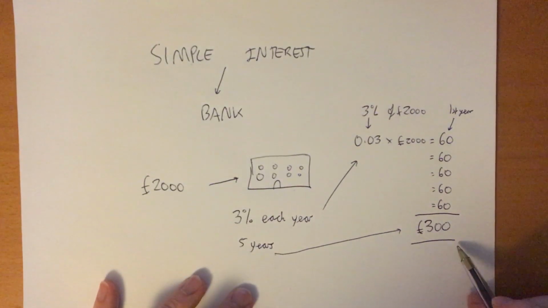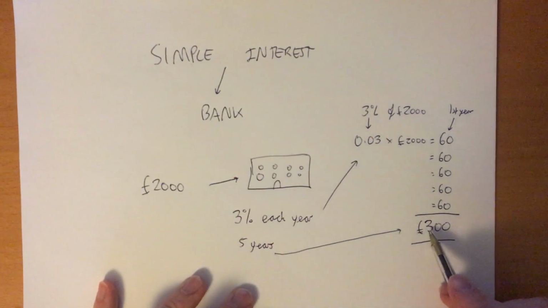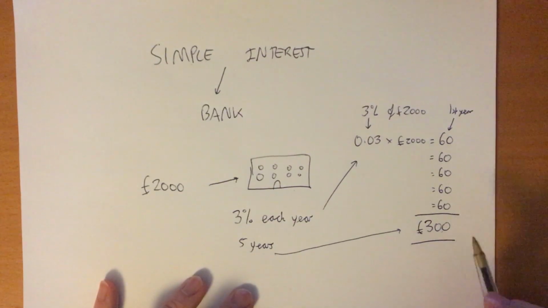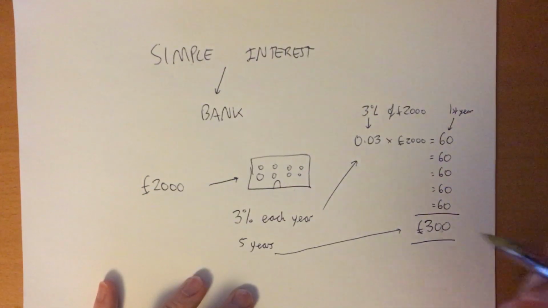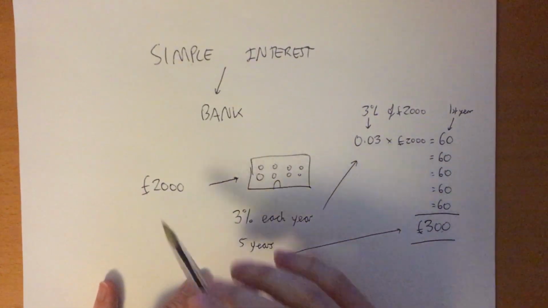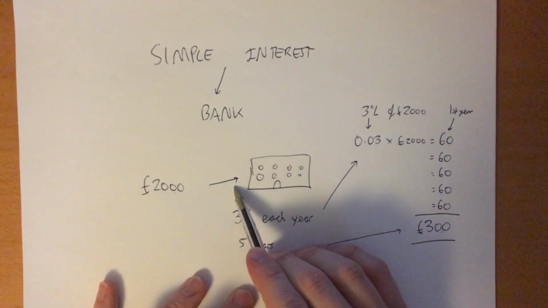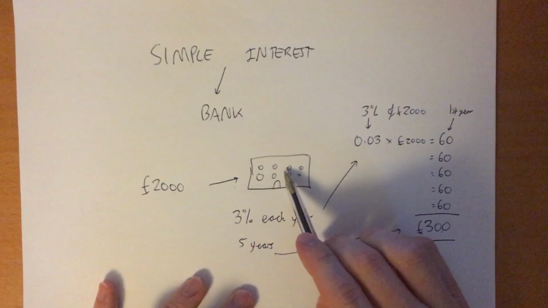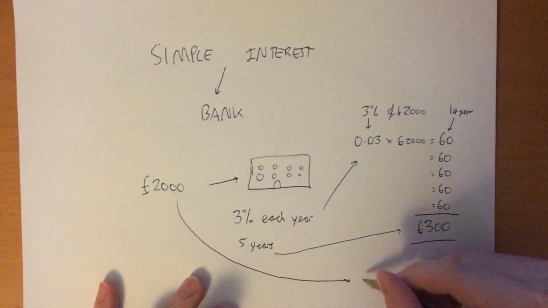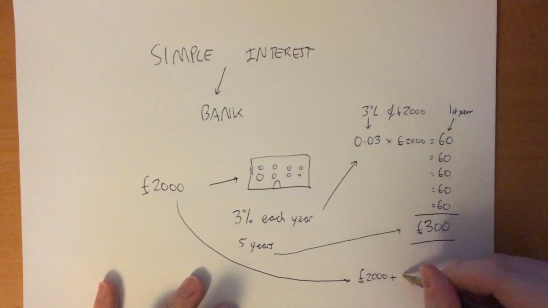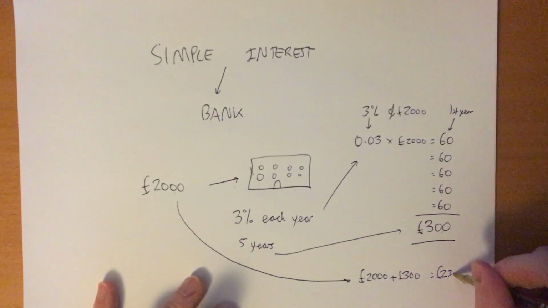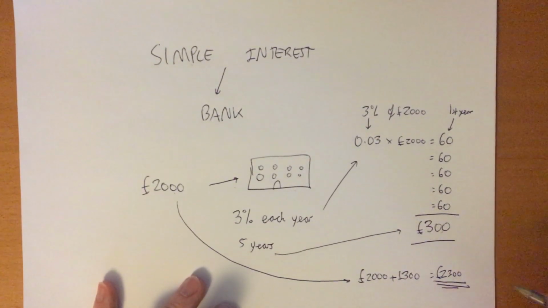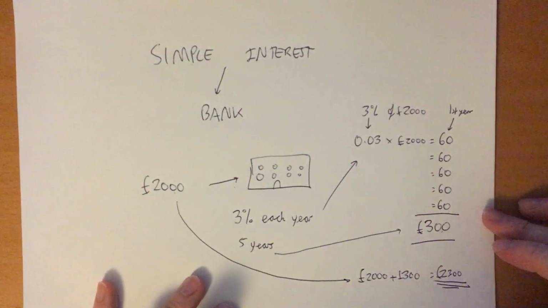So therefore, if the question said, how much interest will have been paid after 5 years, you say £300 interest. Now, the next part of the question could be, well, in that case, how much will you take out at the end of the 5 years? So considering that you've already put the £2,000 in, you've now made £300 more. So therefore, in total, you'll be taking out 2,000 plus the 300 we've just made, which comes to a total of £2,300. And that's how much you take out of the simple interest bank.